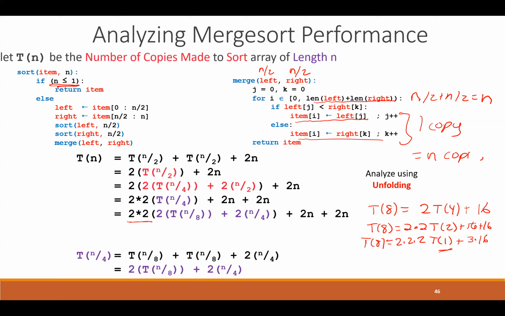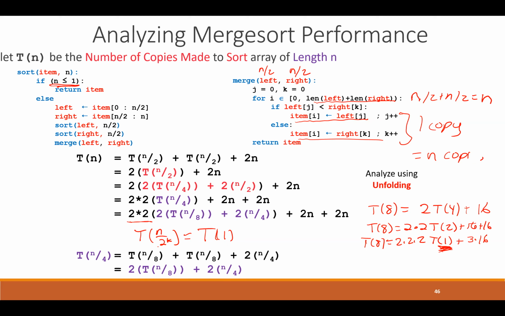So my recursion ends when, well, I assumed that it ended at t of n over 2^k based on my unfolding and the pattern that I saw there. And I know that it ends at t of 1, so it must be that these two things are equal. Right? Does that make sense?